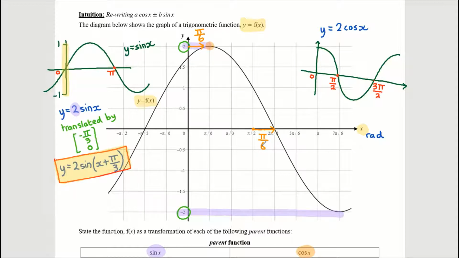So we know that this is now translated by the vector (pi over 6, 0). Just trying to squeeze that in. Let me just rewrite that bracket. So that's pi over 6, 0. So pi over 6 along the x direction in the positive direction and 0 in the y direction.